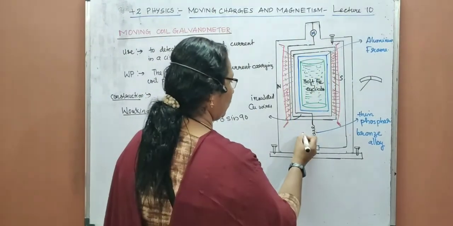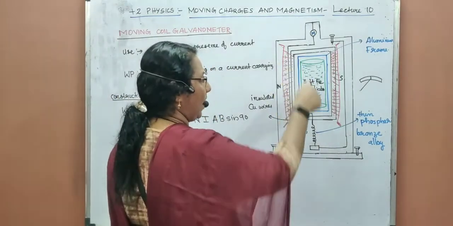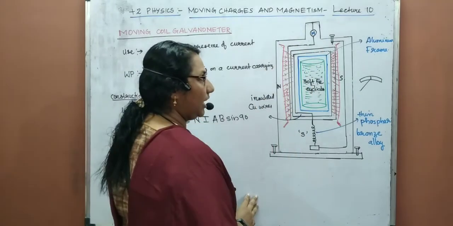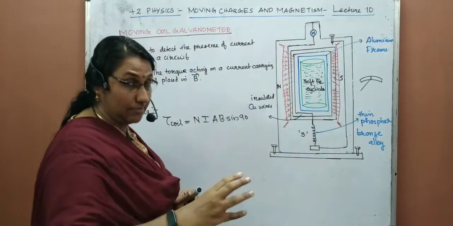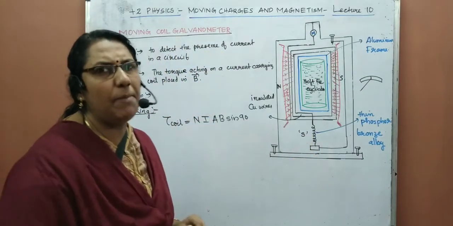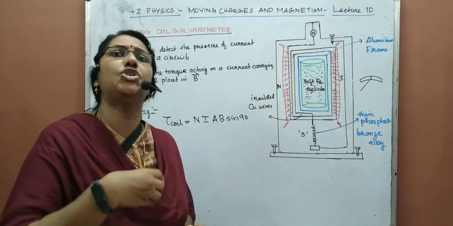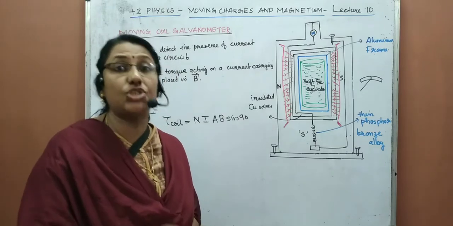This is spring. What is this? Spring. Okay. So when the coil, these black lines, rotate, the mirror also rotates in the same sense. The spring also rotates in the same sense. But the spring has a certain restoring torque. The spring develops a certain restoring torque.